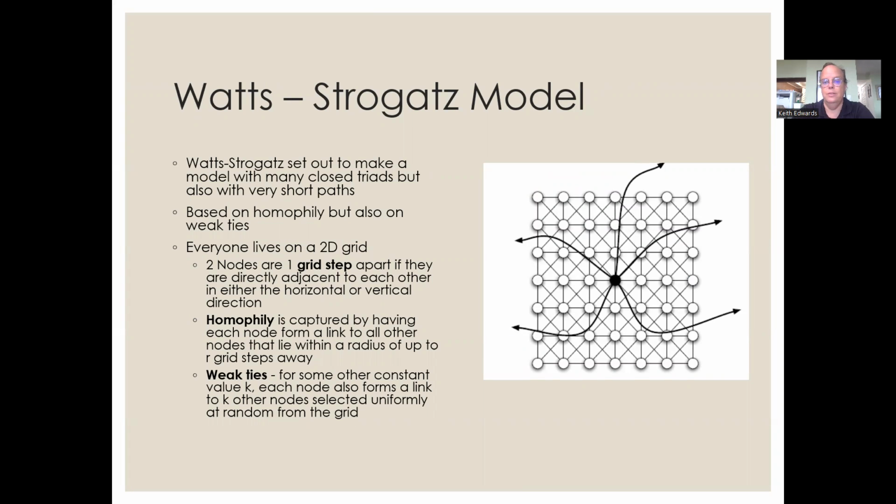So Watson and Strogatz went out to make a model of it with many closed triads, but also with very short paths, to see how this can actually happen. It was based on homophily, which is, we have a tendency to be like our friends, but it also incorporated weak ties. So in their model, everybody lives in a two-dimensional grid. Two nodes are a grid step apart from one another if they're up or down or right or left of one another. And the homophily is captured by having each node form a link with all the other nodes that lie within a radius of up to r grid steps away. And weak ties are modeled by having some other constant value k. You'll have k weak ties that form a link to k other nodes that are selected uniformly at random throughout the grid.